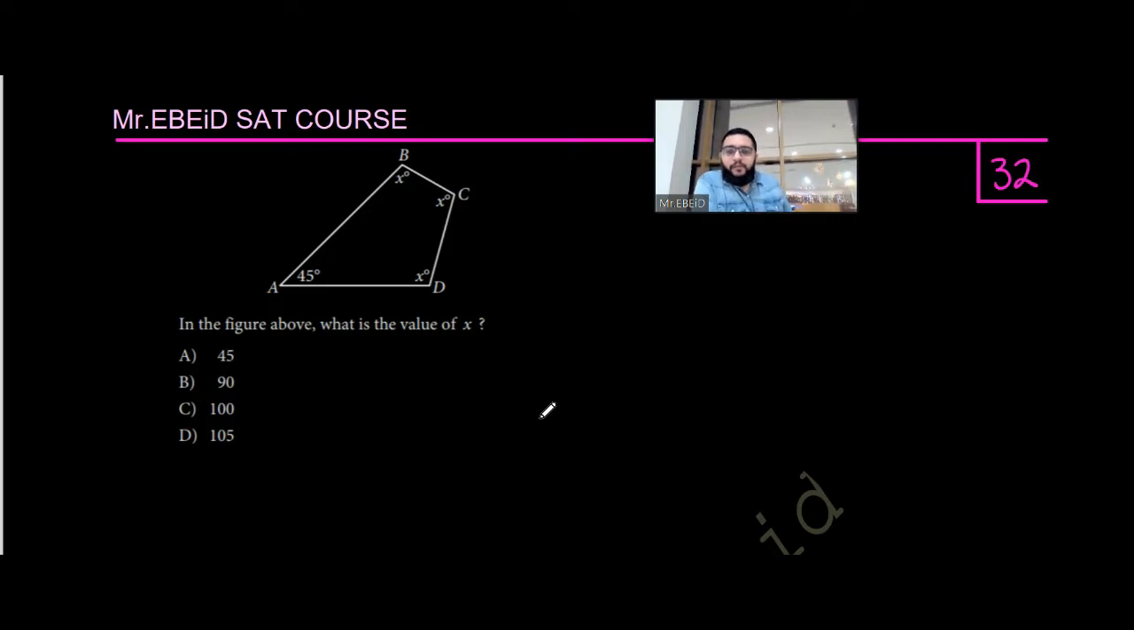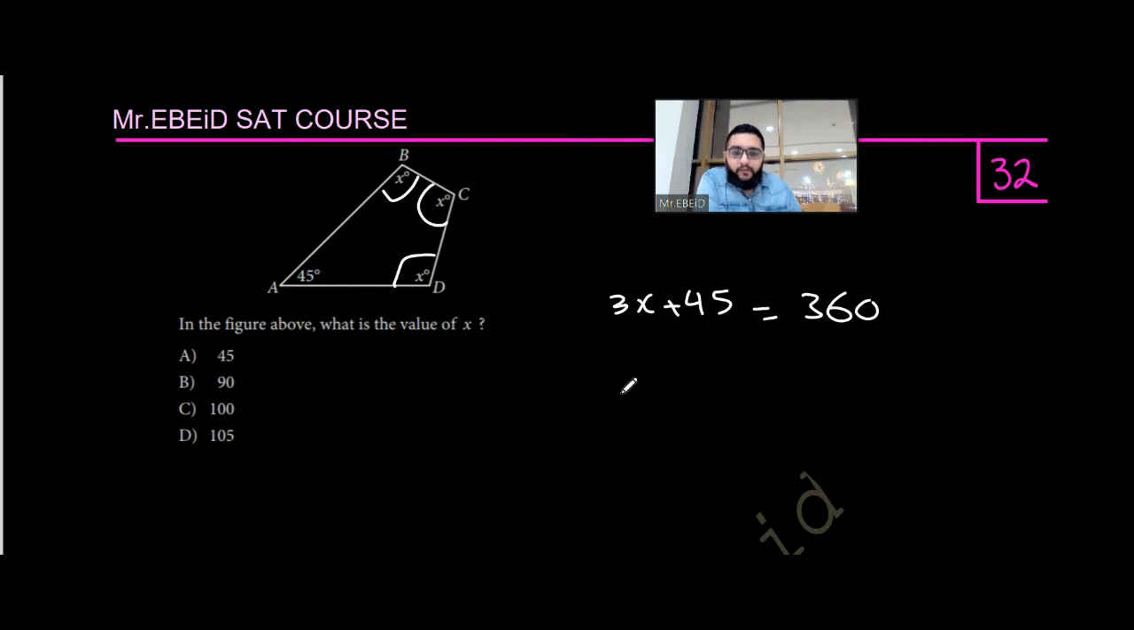Question 32. In the figure above, what is the value of x? We have three angles of x and one of 45. This is a polygon with 4 sides, so the sum of the measures of the interior angles equals 360. So we have 3x plus 45, since we have 3 angles of x, plus 45, which equals 360.